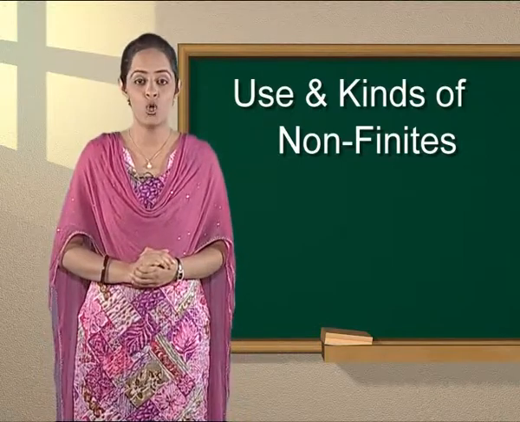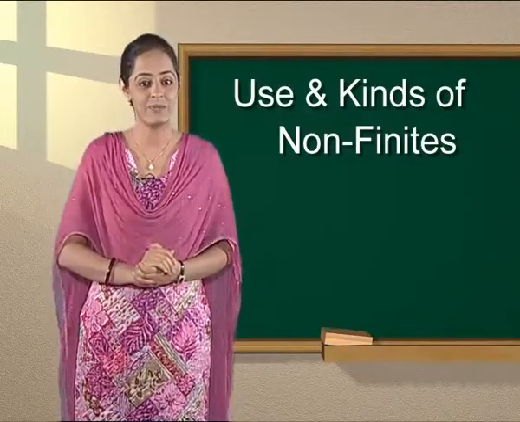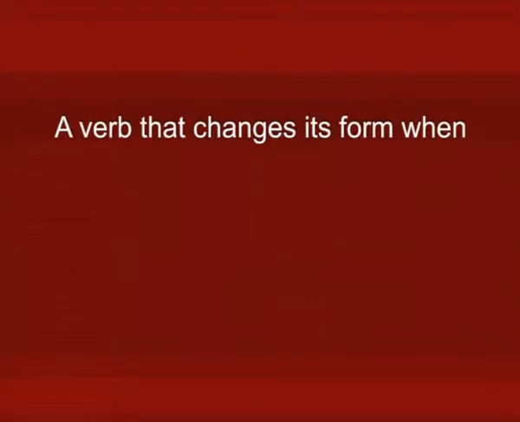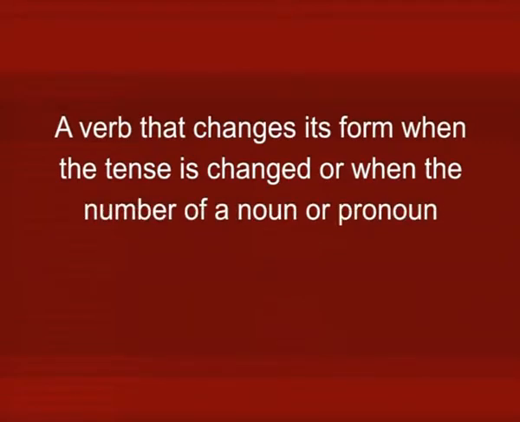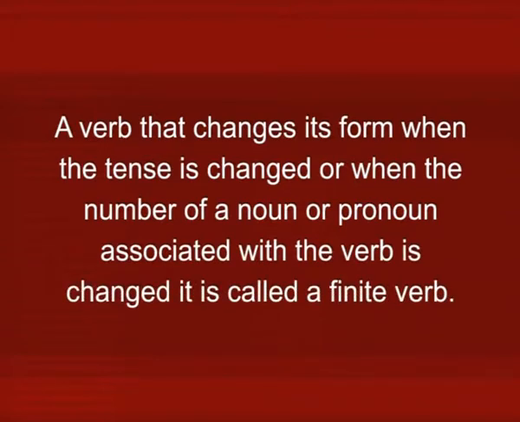This verb is called a finite verb. In other words, you can say that the word finite means bound. Finite verbs are bound by the person and number of the subject. A verb that changes its form when the tense is changed or when the number of a noun or pronoun associated with the verb is changed is called a finite verb.